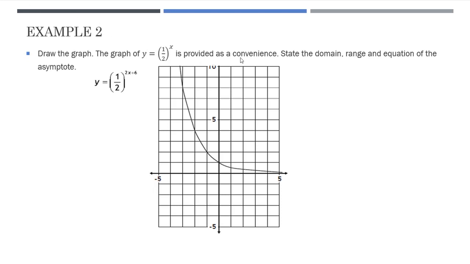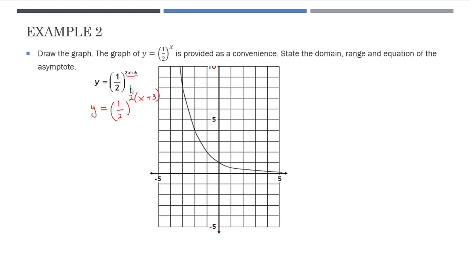All right, another example. So we have a very similar graph. It's still a base of 1/2, but now we've got a little bit more complicated exponent. Don't let this trick you. You need to factor that 2 out. So it actually becomes y equals 1/2 to the power of 2 times (x plus 3). All right, now we can actually look at what's happening here.